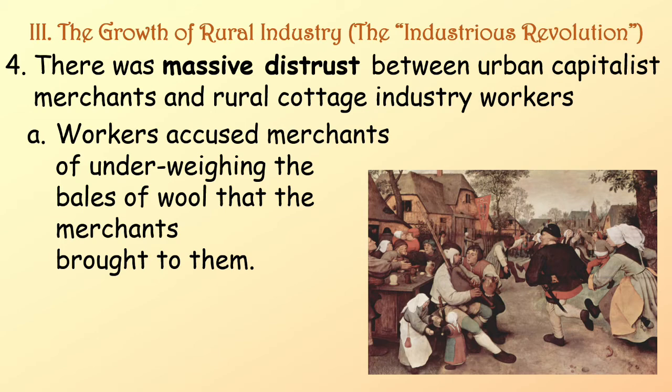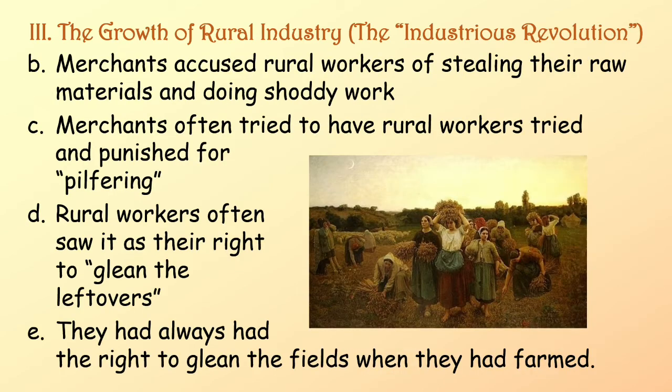There was massive distrust between urban capitalist merchants and rural cottage industry workers. Workers accused merchants of underweighing the bales of wool that the merchants brought to them. Merchants accused rural workers of stealing their raw materials and doing shoddy work. Merchants often tried to have rural workers tried and punished for pilfering. But rural workers often saw it as their right to glean the leftovers. They had always had the right to glean the fields when they had farmed.